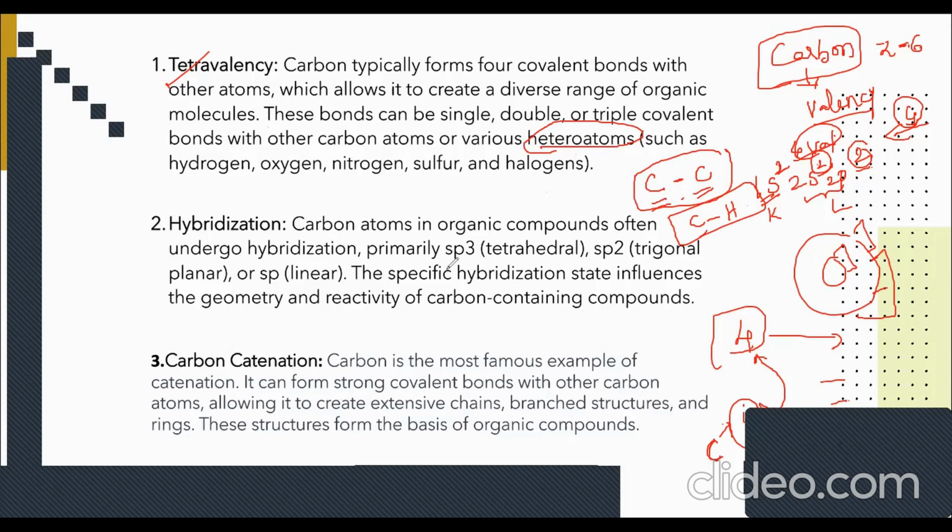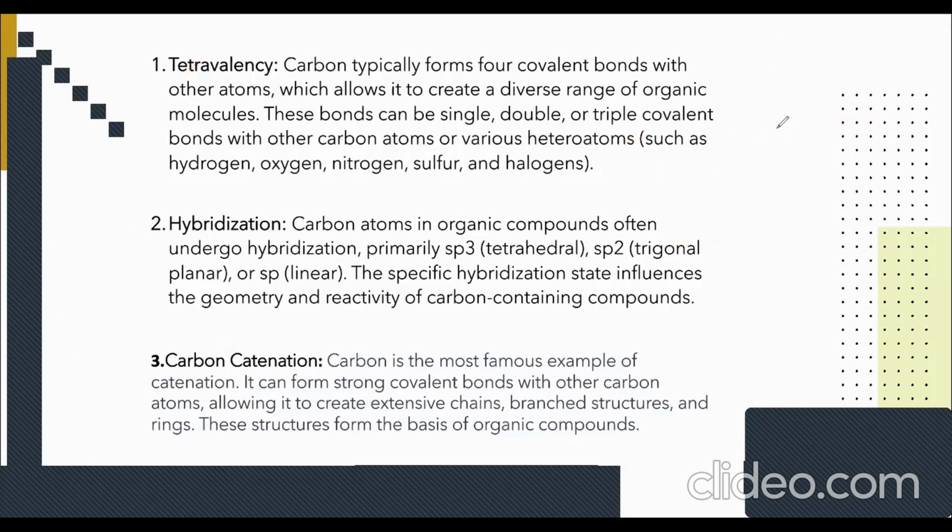Carbon atoms in organic compounds often undergo hybridization. This is a very important word when you talk about organic chemistry under carbon. So we will see in detail what hybridization is, that is sp3 and its shape, sp2, sp, all those in detail, because the carbon is executing this hybridization phenomenon.